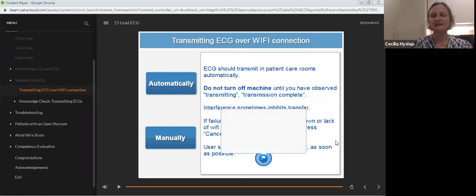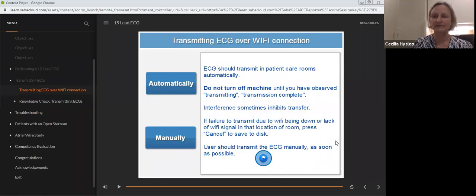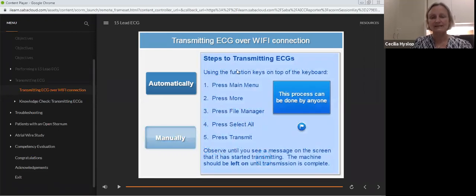So all 15 leads, even if they're reviewed at the bedside by the fellow or other physicians, are always reviewed by someone else. So this is just how we do it. Using the function key on top of the keyboard, we go to our main menu, press more, go to File Manager, and we select any that may be sitting there and press Transmit.